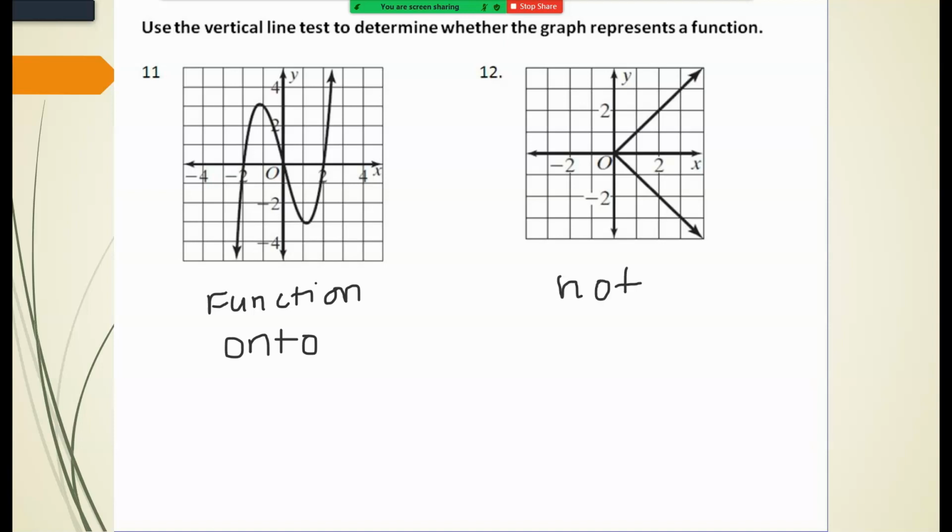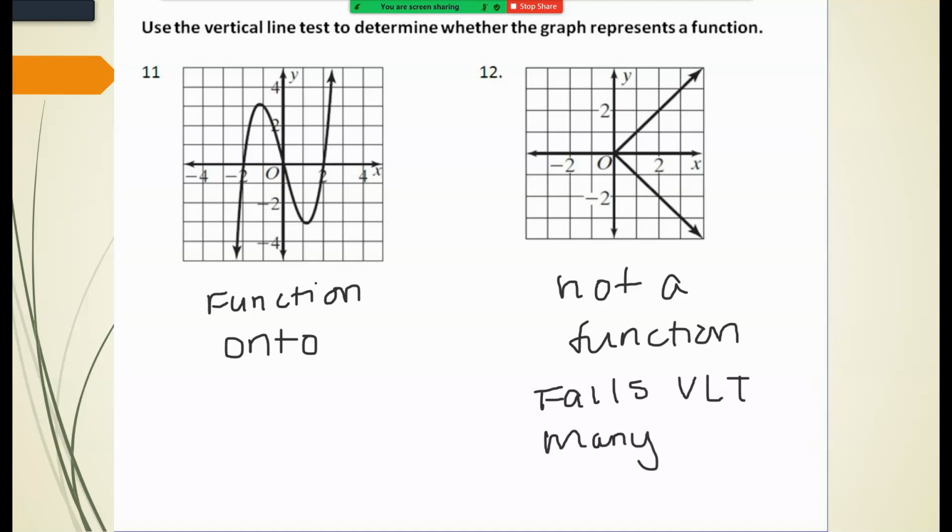And 12 is not a function because it fails the vertical line test many, many times. So there's not one particular value of x in 12. It fails at a lot of values of x.